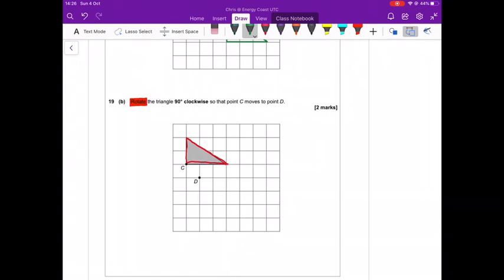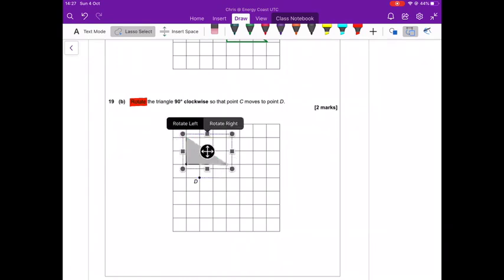Rotate the triangle 90 degrees clockwise so that it matches up with that. I'll just get rid of this one second, okay? Let's try drawing this one in again. Like so. It should ping to... No, that didn't work. Okay. Anyway, rotate it 90 degrees clockwise.